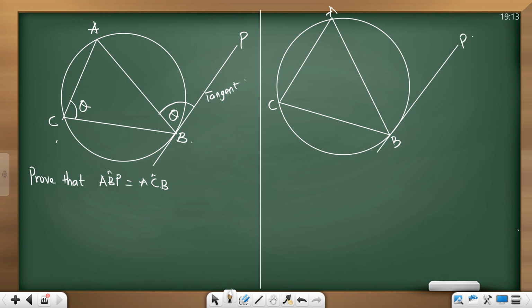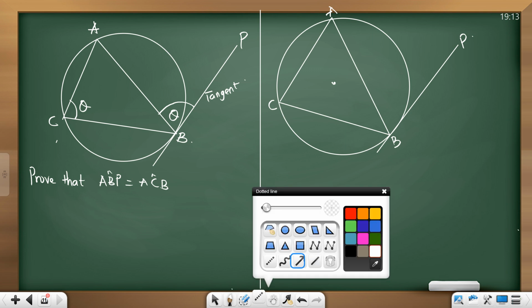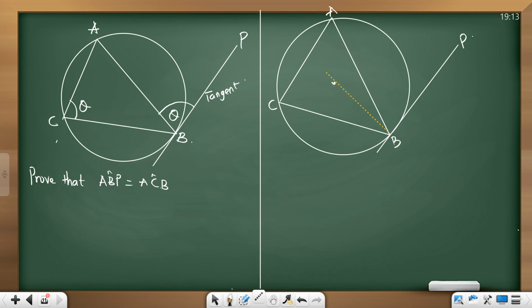There are two ways to prove this, but I want to use angle at the center. Should I use that one? Which one is easy? I have my center. Let's construct a diameter. That one is quite easy.